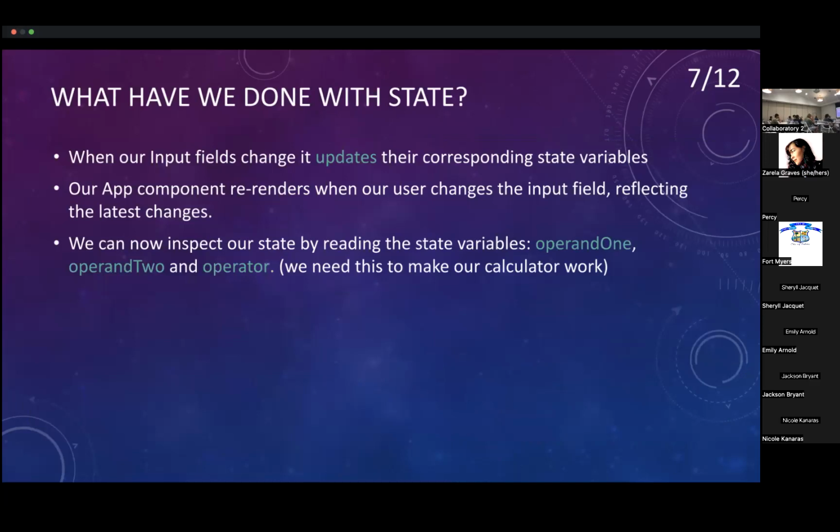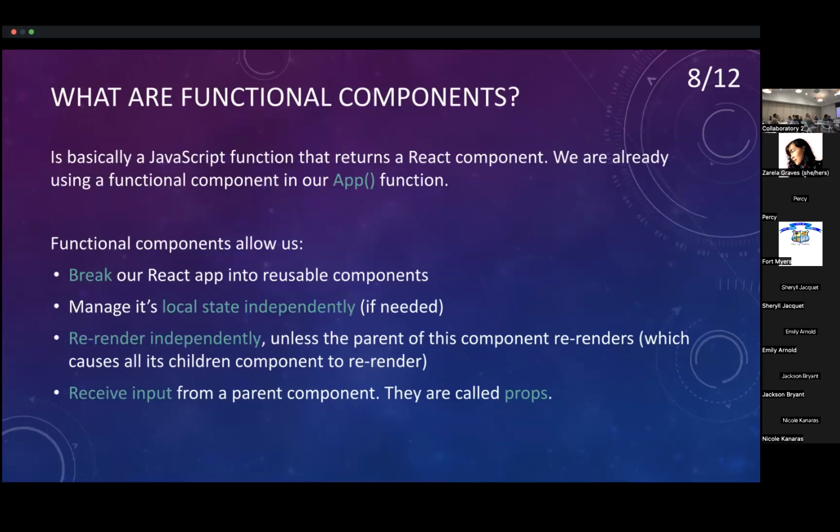So this is what I just explained, the updates of changing the 3 pieces of state, and the re-renders that happen every time you change something in the application. So what are functional components? It's basically a JavaScript function that returns a React component, and we're already using one in the application inside the app function. It's a function that is a functional component because it's returning and meeting the conditions to be a functional component.